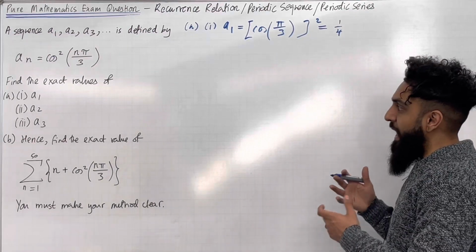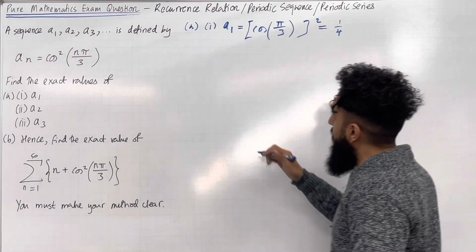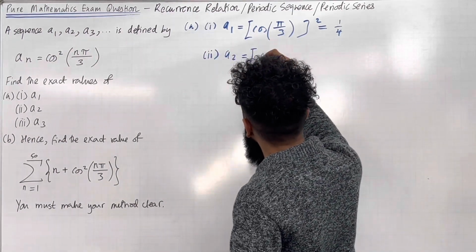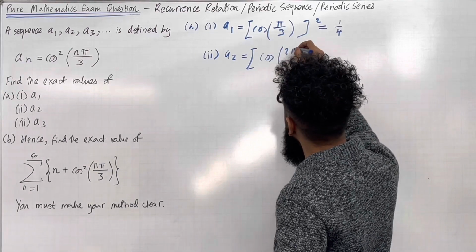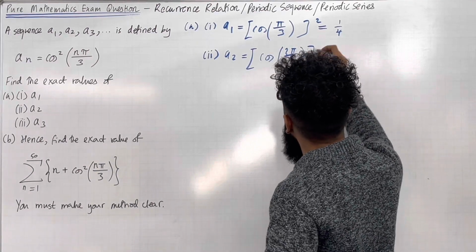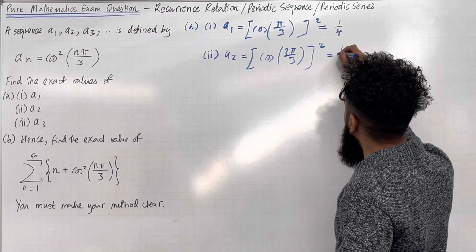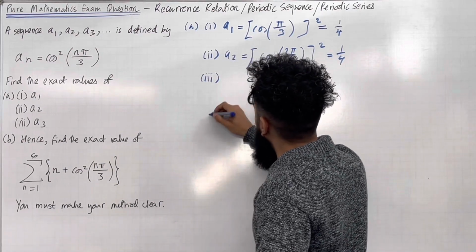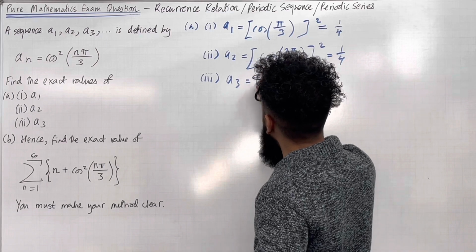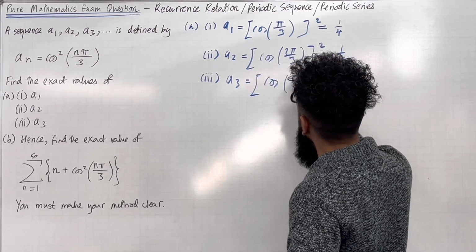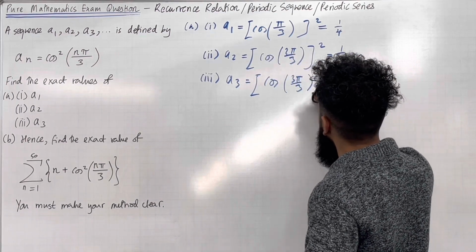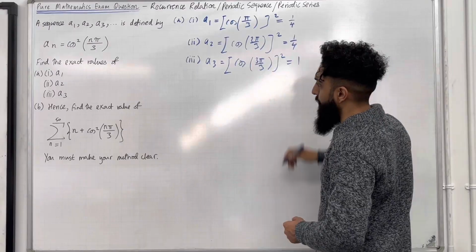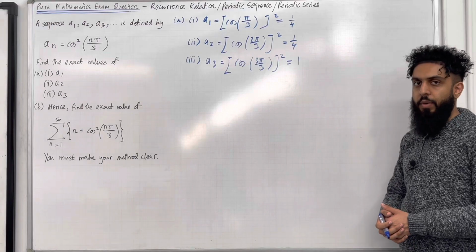In the same way, we can work out a2 and a3. So part 2, a2 equals [cos 2 pi over 3] squared. This will equal 1 over 4. Part 3, a3 equals [cos 3 pi over 3] squared. If I put this into my calculator, this is equal to 1. This completes part A of the question.